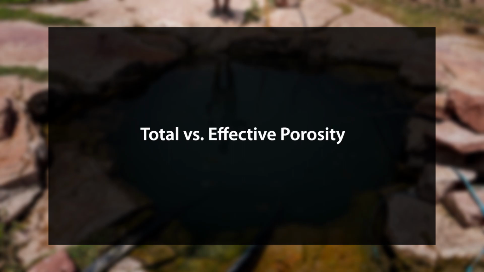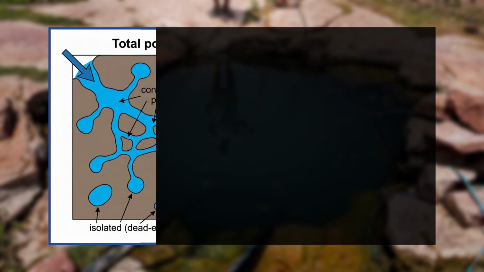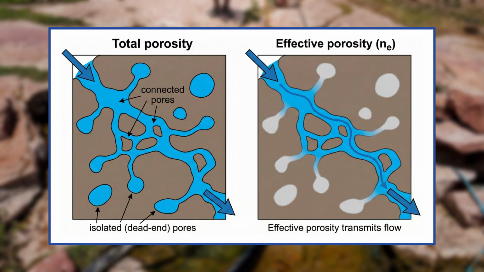Total versus effective porosity. Total porosity includes all void spaces, whereas effective porosity refers only to pore spaces that are interconnected and capable of transmitting fluids. Dead-end or isolated pores do not contribute to effective porosity.